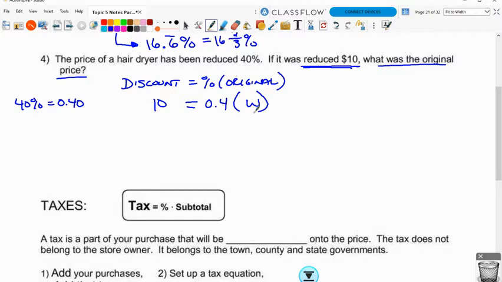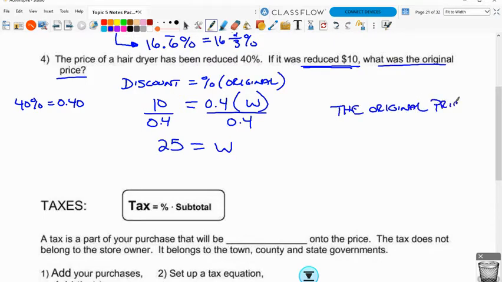To get W all by itself, W is on the right-hand side and it's being multiplied by 4/10, which means I'm going to have to divide by 4/10 on the right, and then do it on the left. On the right-hand side, 4/10 divided by itself is 1, leaving us with W. And on the left side, if you do 10 divided by 4/10 in your calculator, you end up with 25. So we're going to go ahead and say that the original price of the hairdryer was $25.